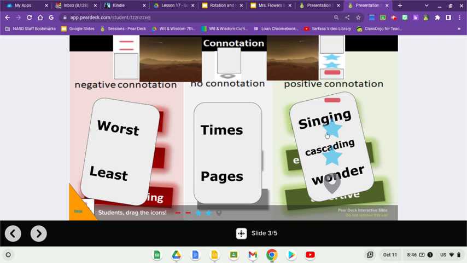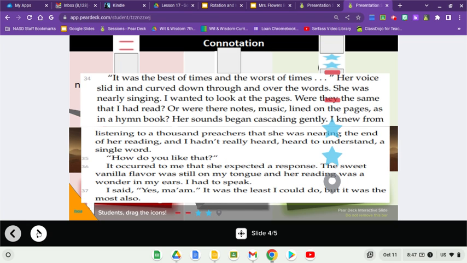All right. That means worst, oh sure, negative connotation. Least, very similar. Times or pages, no, not good or bad necessarily. So I'm going to put it by pages. And singing tends to be positive, as does wonder. Cascading could move over there possibly. Now let's try it with the full passage.